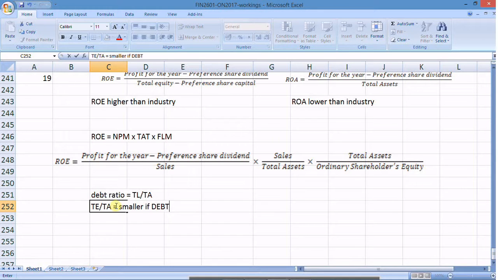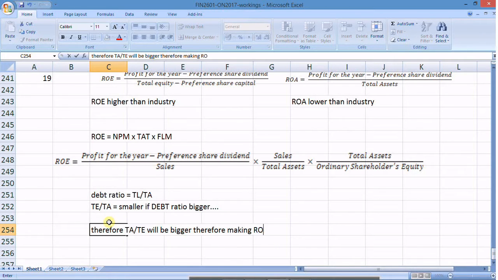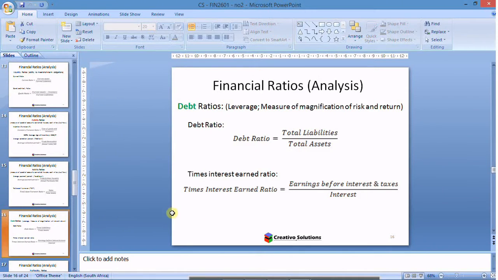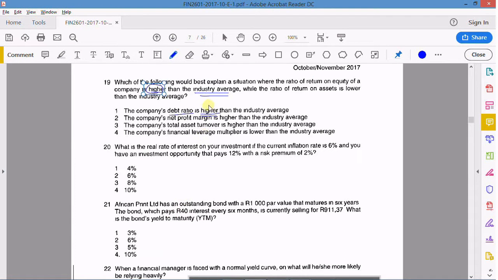Right, if debt ratio is bigger. Make sense? Yeah. Alright, so if this is smaller, then if I swap that around, total assets over ordinary shareholder equity, so therefore TA over TE will be bigger. Okay, because the smaller this is, if you inverse it, it'll get bigger. Therefore, making ROE bigger as well. Right, so that one's actually true. So looking at that, that first one is true.